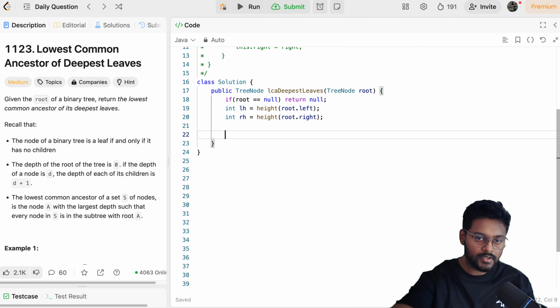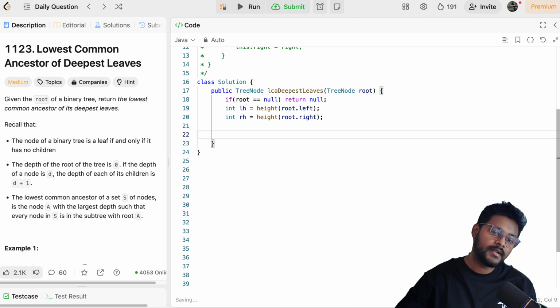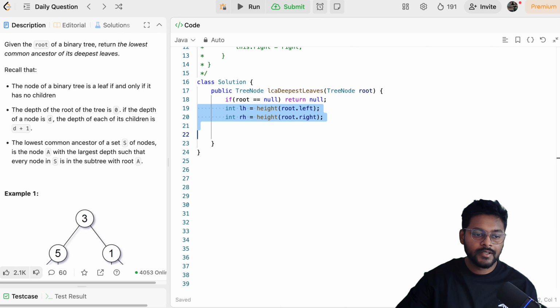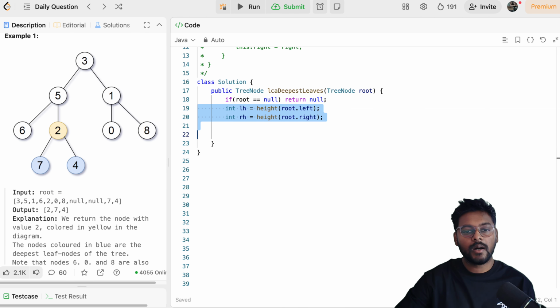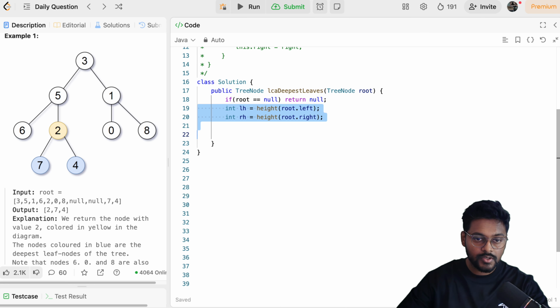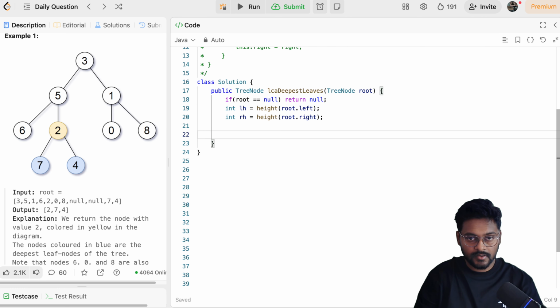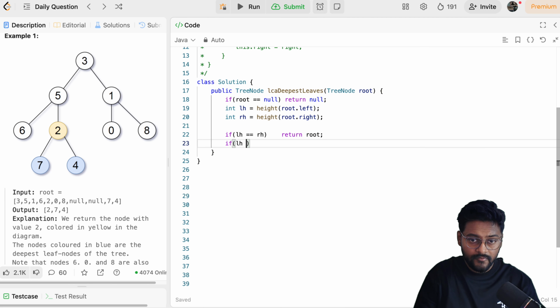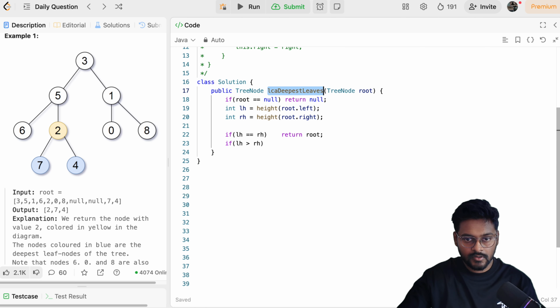See, now we have to decide. If both the heights are the same, it means the deepest leaves are distributed among the left and the right side. If it is distributed among left and right side, there is no other option than the root, because root is the nearest ancestor. If left height is equal to right height, then return root. If left height is greater than the right height, then call the same function.